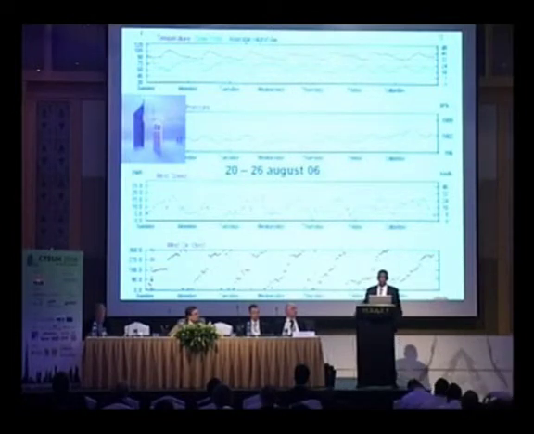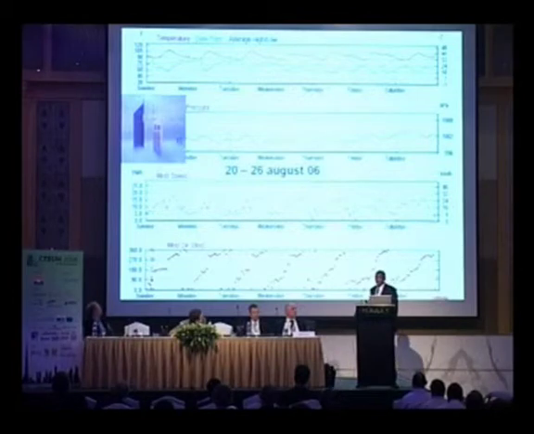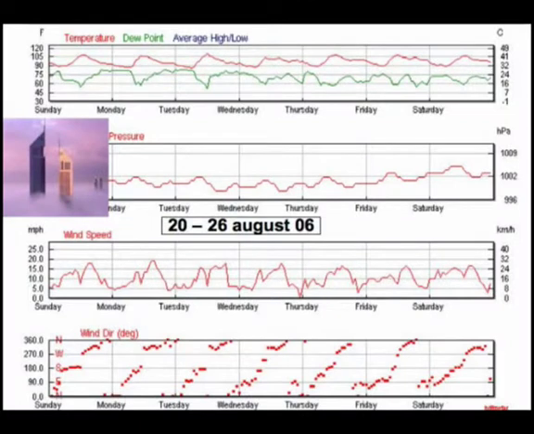Well, what is important? The first important thing is the climate. We have to understand the climate of the region. And these plots tell us a lot of story about the climate. This is about Dubai, 20 to 26 August 2006. The top one gives us the temperature. This one is the dry bulb temperature, and the bottom one is the wet bulb temperature.